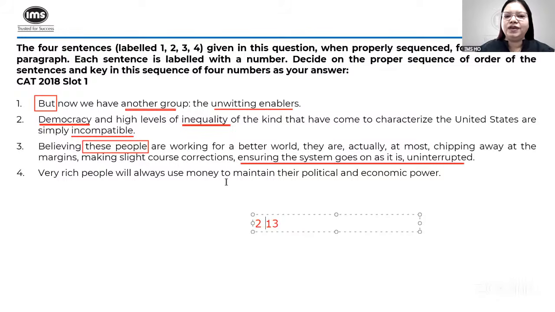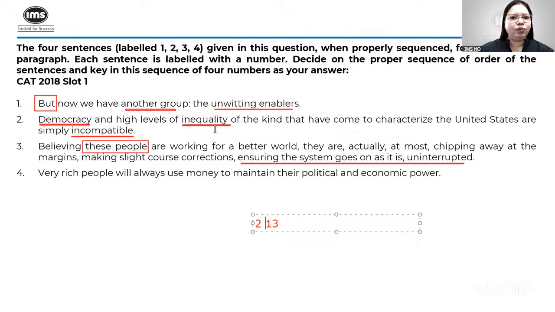Very rich people will always use money to maintain their political and economic power. If democracy tries to equalize and create equality, but you're saying there is still high levels of inequality in the US, and that high level of inequality doesn't agree properly with democracy, then it is probably because there are people working to maintain that inequality. There must be people working to maintain that inequality, correct? And that's what 4 says. Very rich people will always use money to maintain their political and economic power.